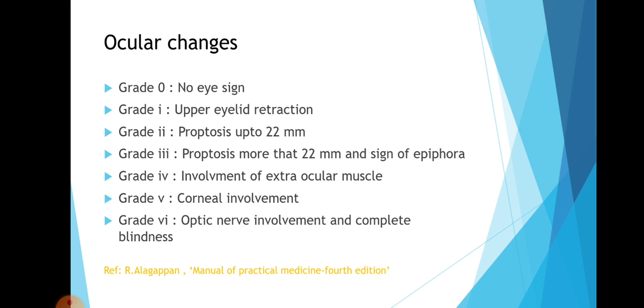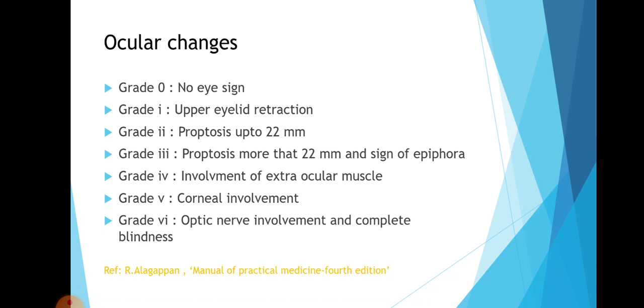Now in grade 4, involvement of extraocular muscles can be seen as the eyeball is getting pushed outward. So the extraocular muscles are also involved, as they are not able to control the eyeball properly. So there is a tension going on.